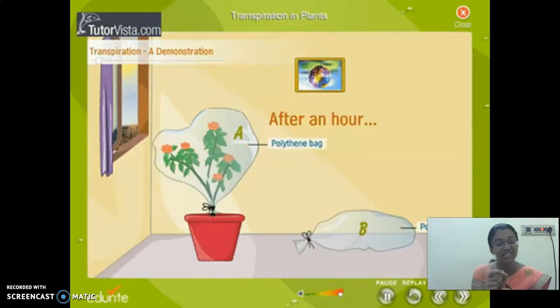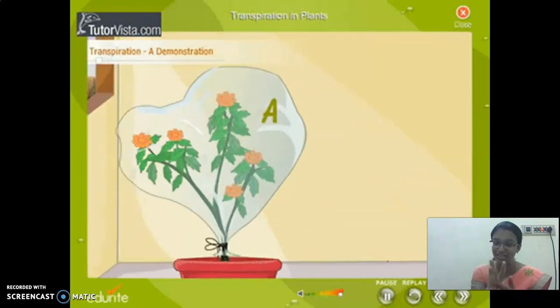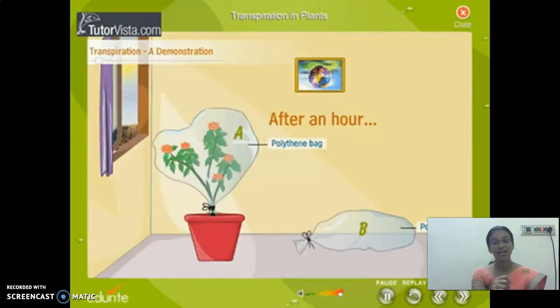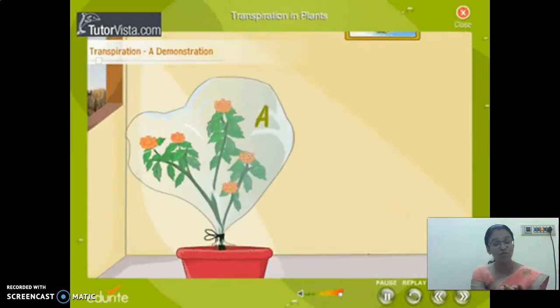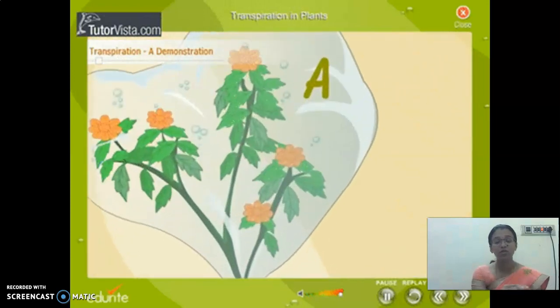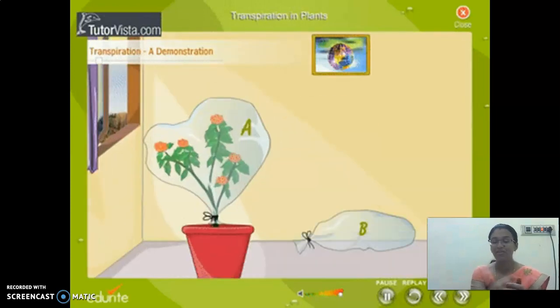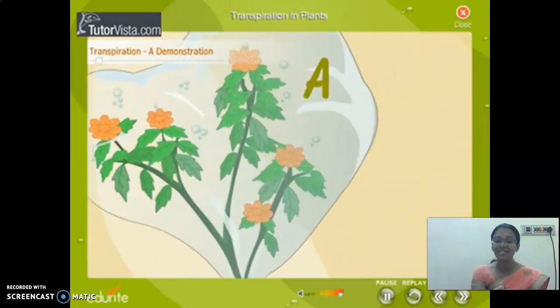So this experiment proves that water gets evaporated from leaves, flowers and stem. This process is called transpiration. Clear children? So first we have seen an activity on the transport process, where food, water and minerals are transported to other parts of the plant. And then the second activity is with the polythene bag to prove the process of transpiration.